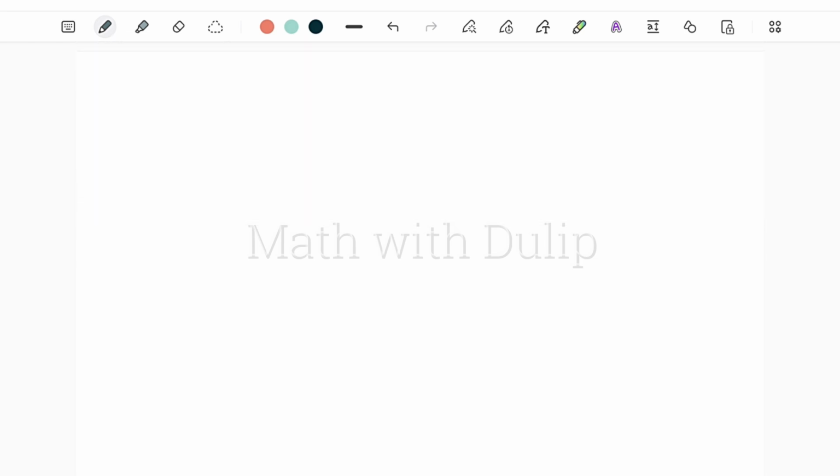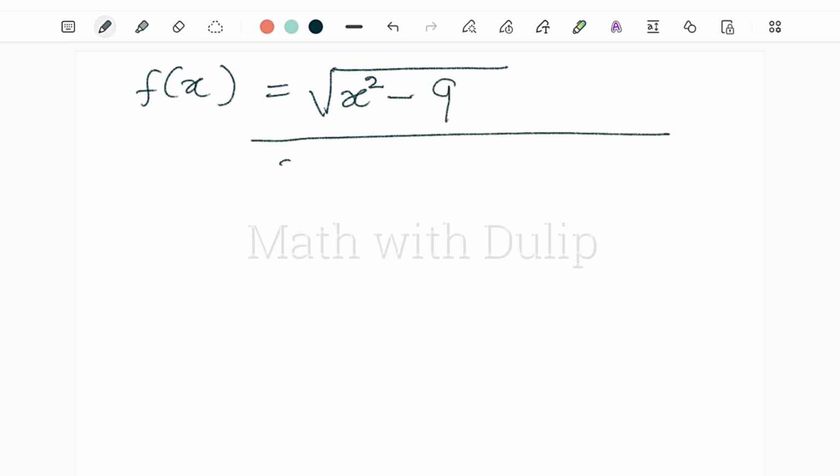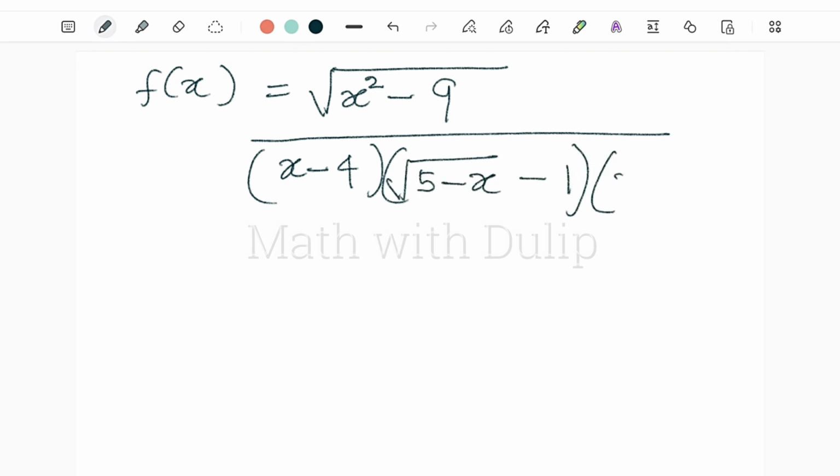You can write f of x equals the square root of x squared minus 9, and on the bottom we have x minus 4 and then the square root of 5 minus x, minus 1, and then x squared minus 7x plus 12. Feel free to pause this video and try it yourself while I'm doing this. Okay.